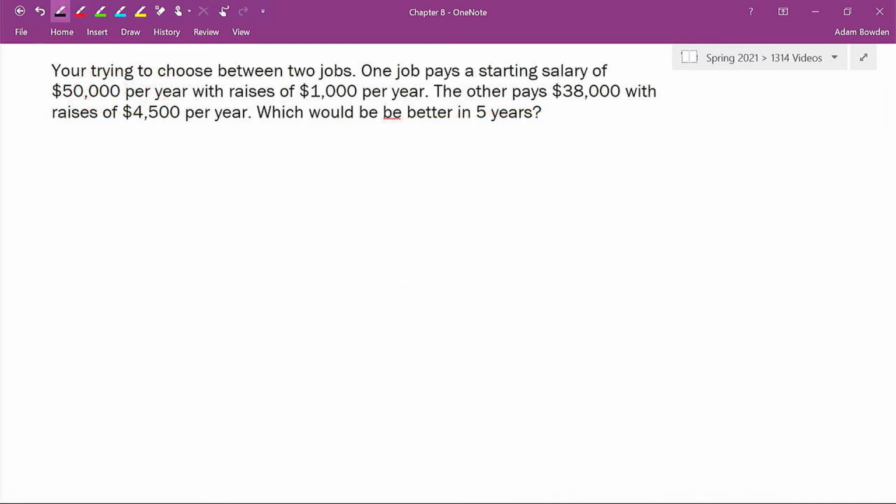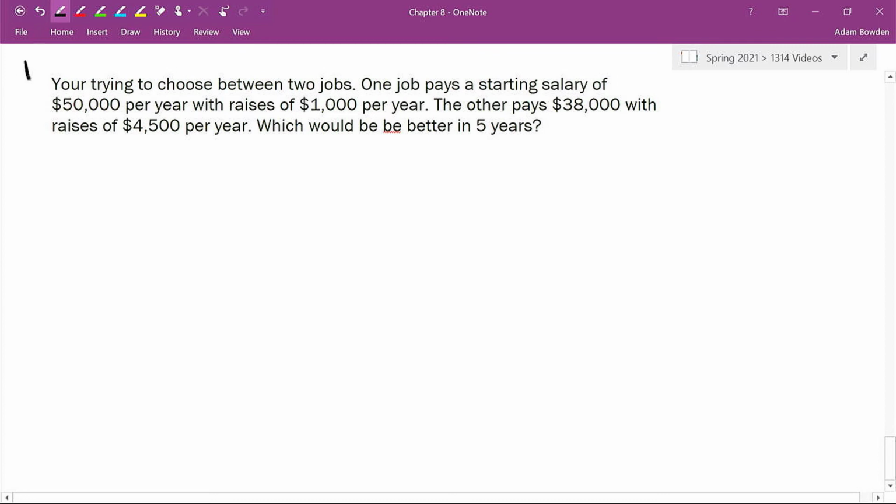So on this one, we're going to look at a few examples of applications with sequences. And this one says you're trying to choose between two jobs. One job pays a starting salary of $50,000 per year with raises of $1,000 per year. The other pays $38,000 with raises of $4,500 per year. Which would be better in 5 years?